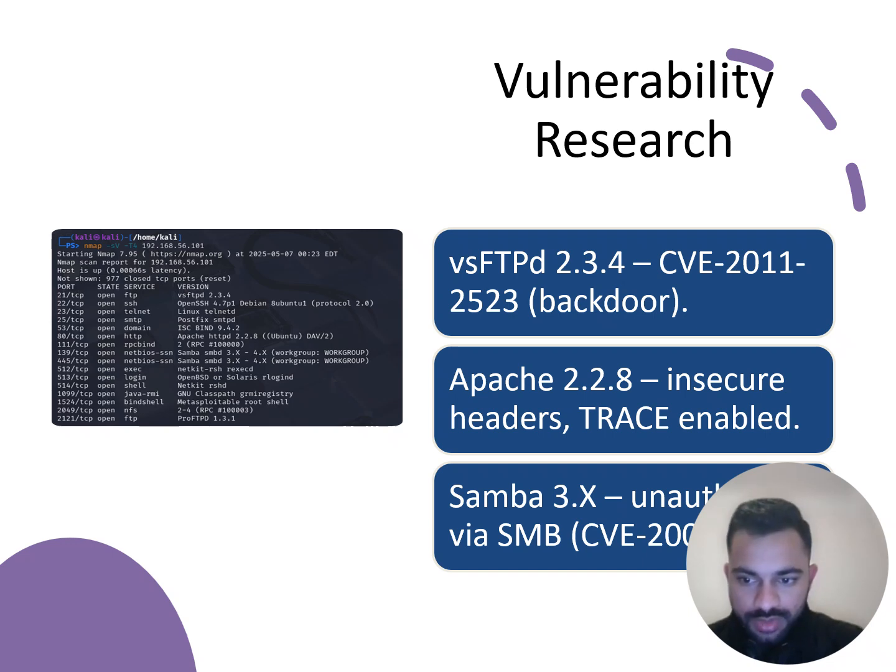The vsFTPd version 2.3.4 service was found vulnerable to CVE-2011-2523, a server security issue that is a backdoor and can be exploited remotely. The Apache server 2.2.8 exhibits multiple security risks according to OWASP security guidelines, and the Samba file share service contains critical vulnerabilities including CVE-2007-2447, which permits unauthenticated remote code execution through specially crafted Server Message Block protocol packets.